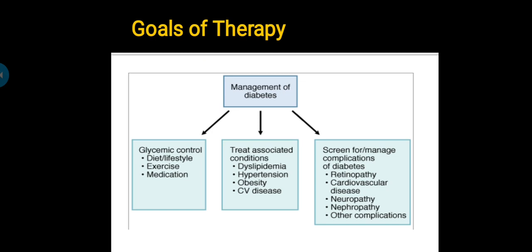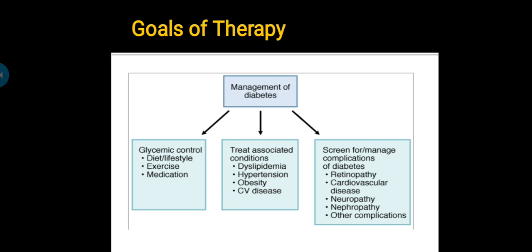So what are the goals of the therapy? First, we have to manage the glycemic control by diet, lifestyle, exercise, medication, and treatment of associated conditions. So I have mentioned that diabetes mellitus is a metabolic disorder, not merely presence of hyperglycemia. So the presence of these metabolic disorders often leads to development of other problems like dyslipidemia, hypertension, obesity, and most importantly cardiovascular disease. So diabetes is a very, very important risk factor.